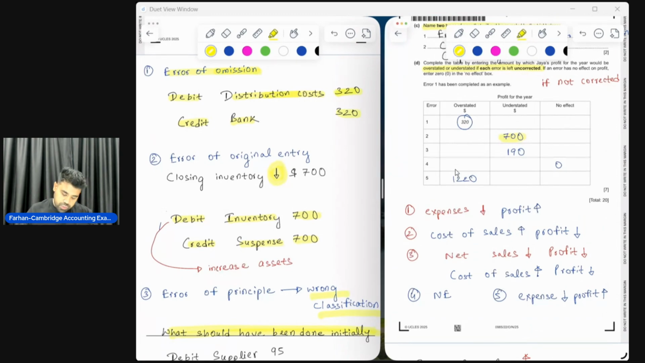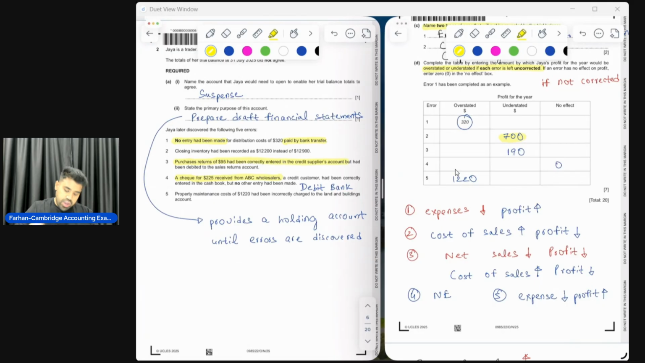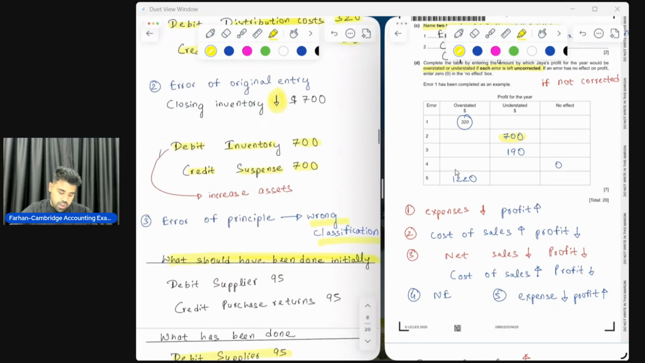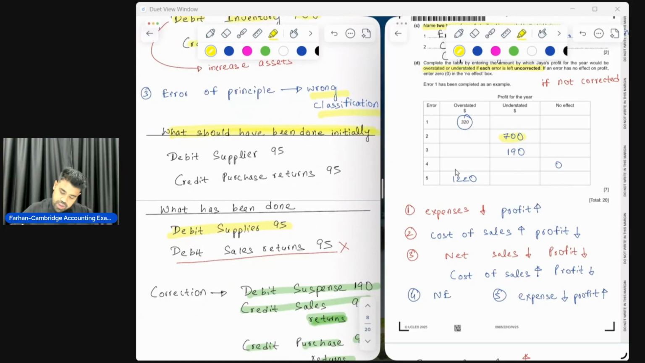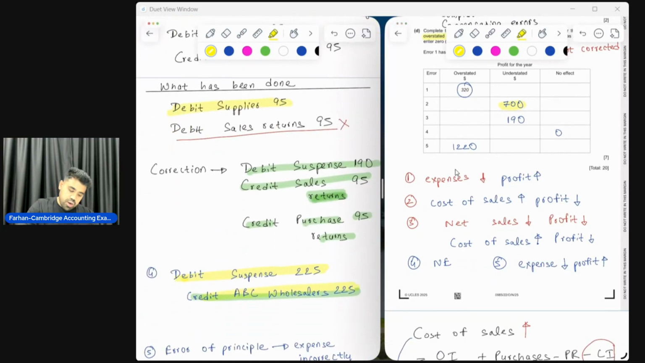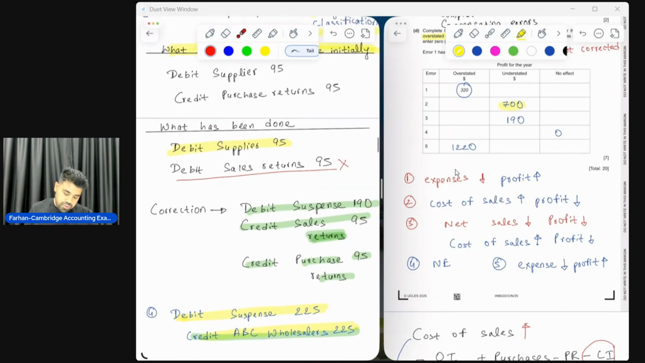Now, what about the third error? So in the third error, we understand we had purchase returns and sales returns and all those things, okay? Now, let's understand what happened in the third error. In the correction that we have done in the third error, first of all, we credited the sales returns account by 95. But the mistake that was done was that the sales returns account was debited by 95 when we had no sales returns to begin with.